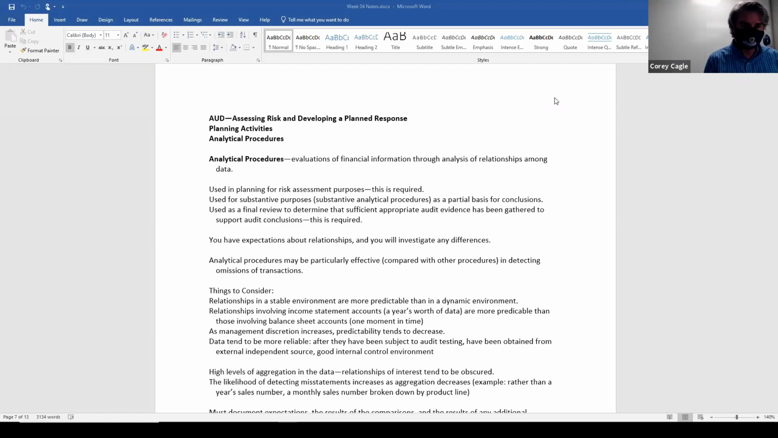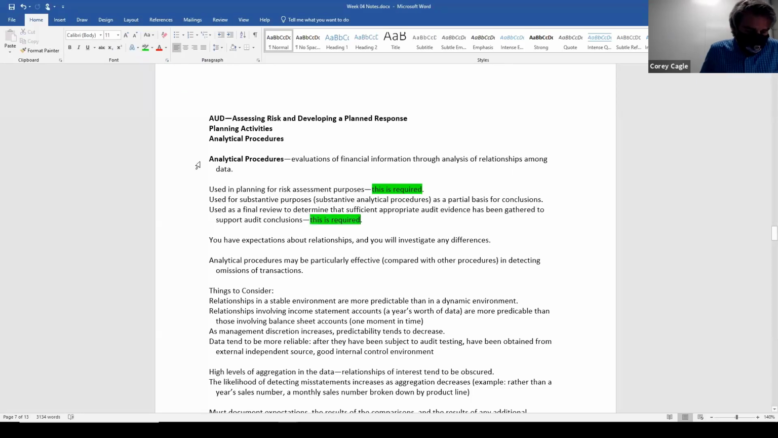This is something you're required to do in the planning phase of the audit, and you're also required to do it again in the final review stage of the audit. And you can also, if you want, you're not required to, use it in the middle of the audit for some of your testing. So you can use this all over, but you are required to use it at the beginning and the end. That's good to know, when it is actually required and when it's not. So that's very important.